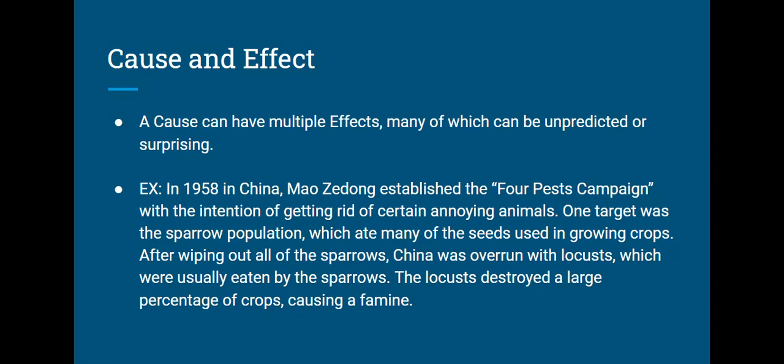The intended effect was that they were going to have more seeds, and they did have more seeds. However, another effect was the locusts. So you can see how a cause can have multiple different pathways and multiple different effects. And if we were together, we could put together a flow chart of all the possible things that can happen from a specific cause and how those effects then become causes in and of themselves.